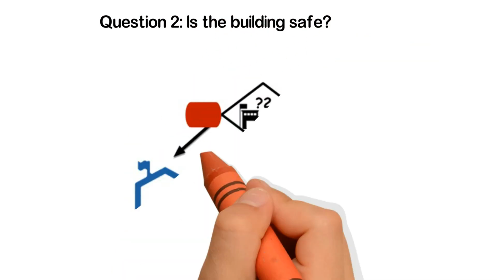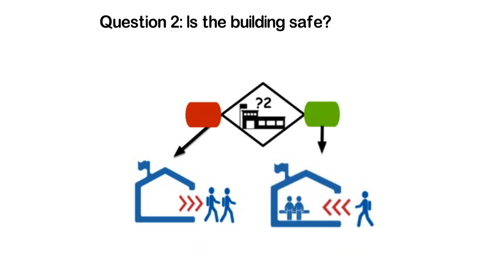Question number 2. Is the building safe? If the building is unsafe, then building evacuation should be immediately triggered. In the case of rapid onset hazards, such as fire and strong earthquakes, the building must be assumed to be unsafe, and therefore cautious building evacuation is automatically triggered.